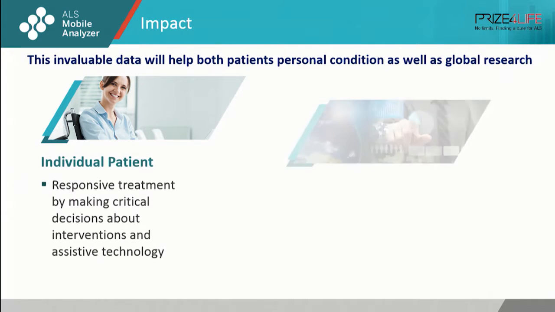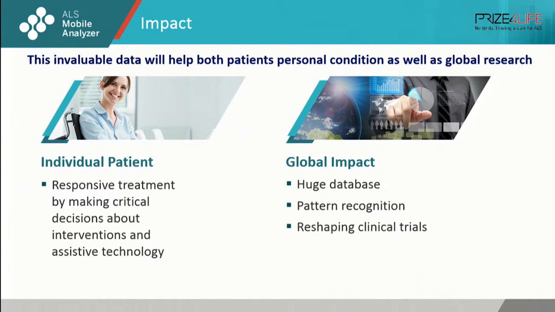So just to summarize the impact part, for individual patients, we suggest more responsive treatment and making more critical decisions about intervention at the right time. For the global impact and research, we are creating the largest database of clinical manifestations of ALS. It will allow researchers to recognize disease patterns and subtypes and reshape clinical trials, as explained.